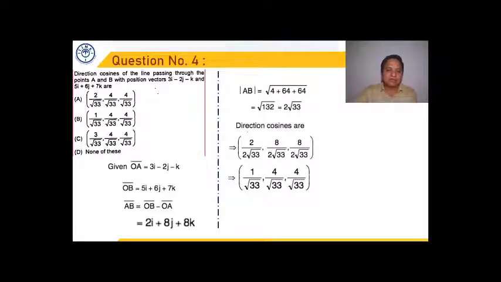If we carefully look at the choices, we had choice B as the answer for this question. Straightforward basic question. You have to find the AB vector from the position vectors given. Then we calculate the modulus and then we move to direction cosines. So choice B is the answer.